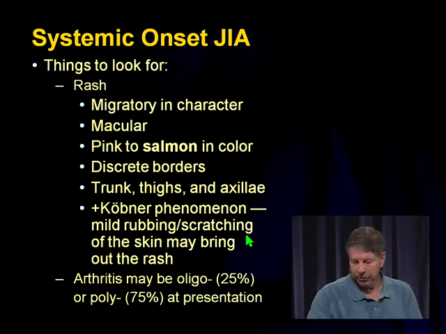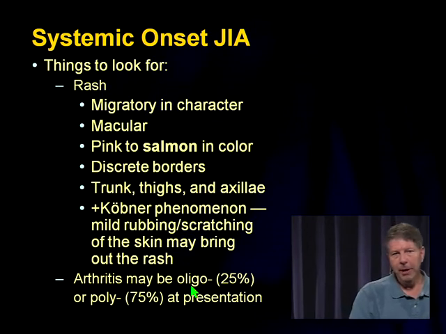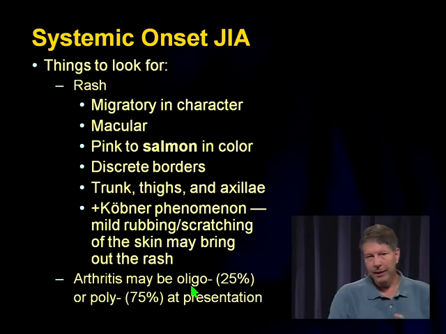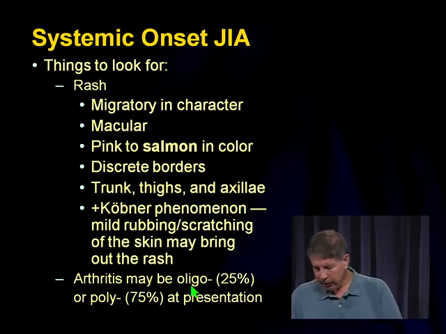Now the arthritis they have can be oligo, and we'll talk about this in a minute with the next group, or poly, so 4 or less or more. Okay, so oligo is going to be 1 or 2 joints, poly is going to be 5 or 6 joints. So more commonly it's going to be a lot of joints, because this is much more systemic disease.